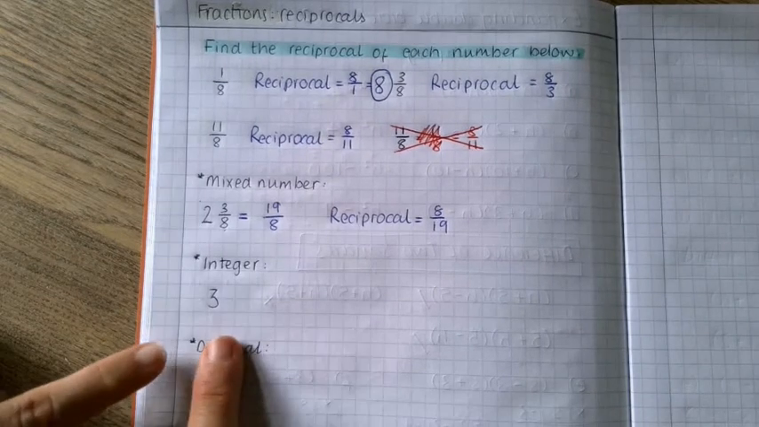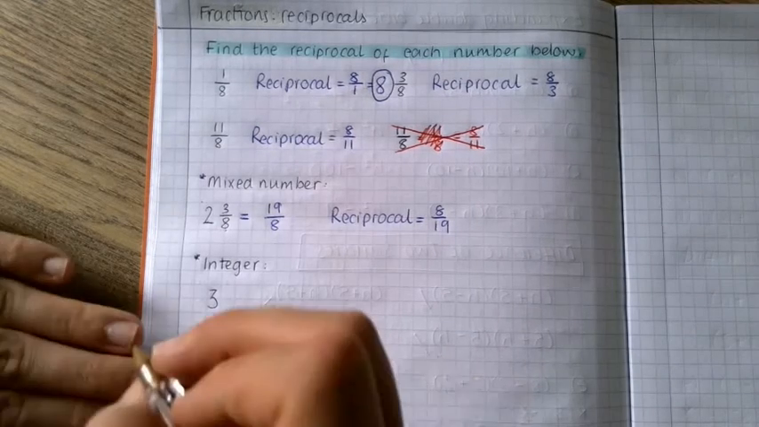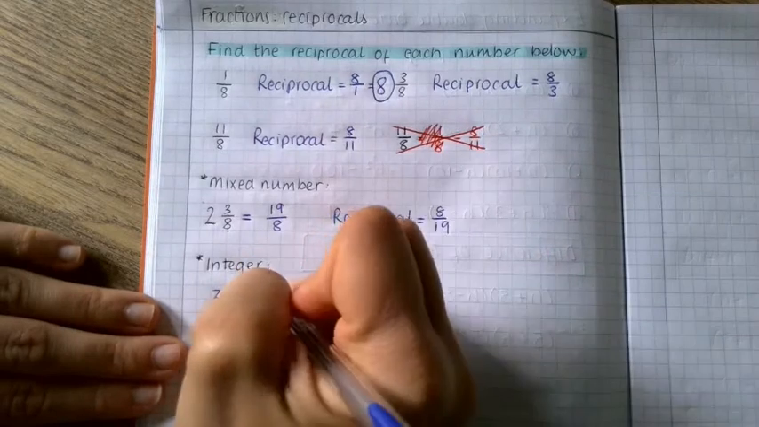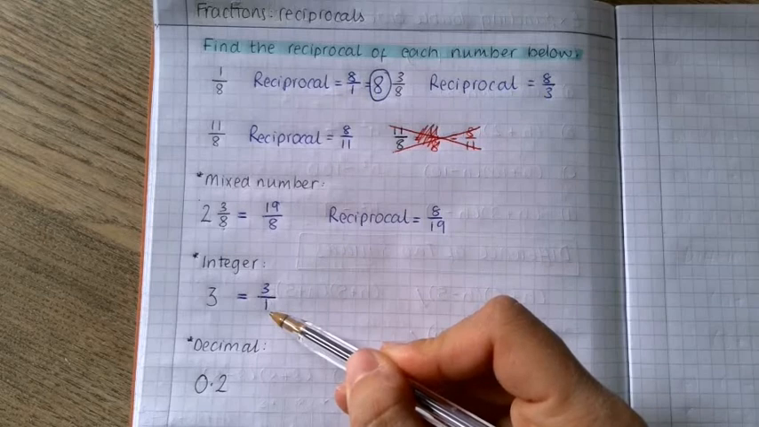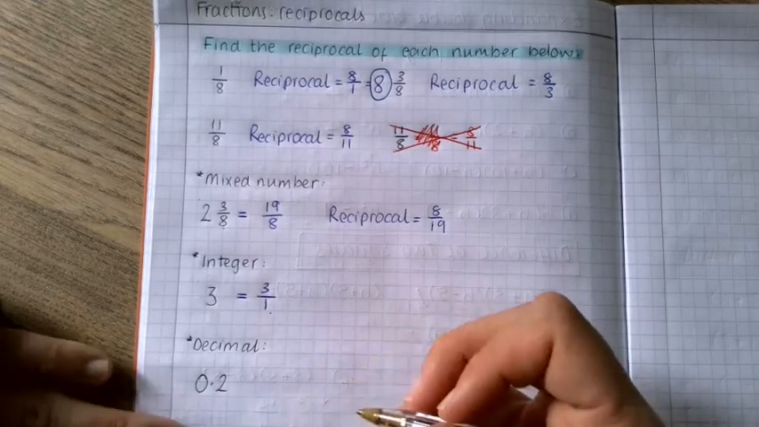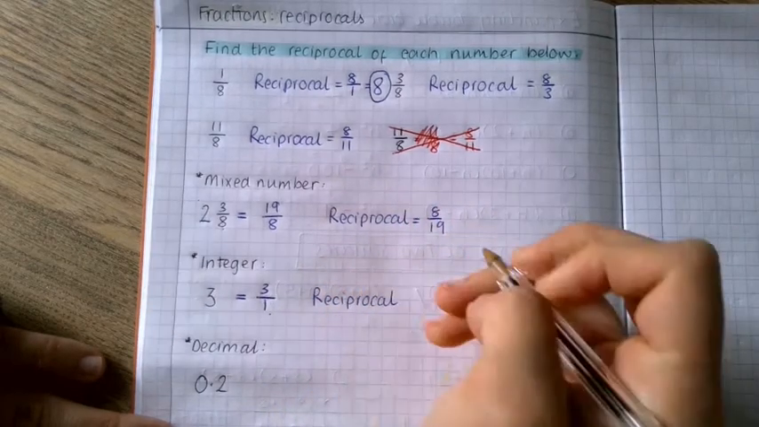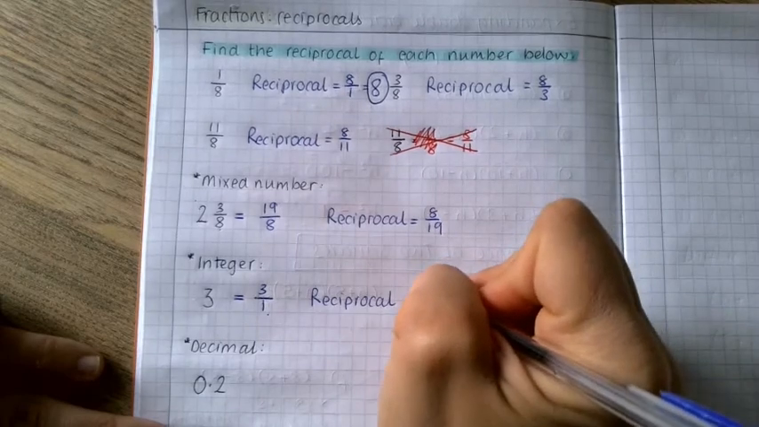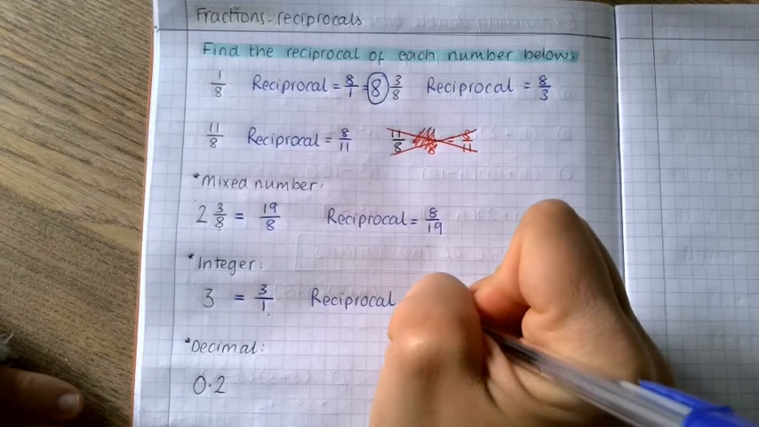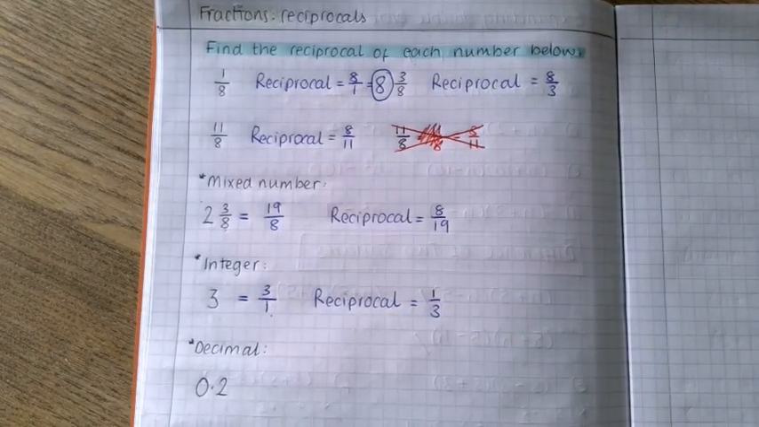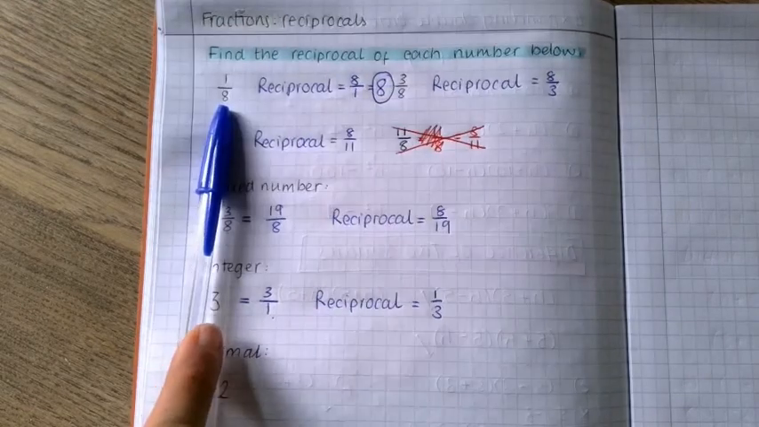If we are given an integer, then we need to change that integer into a fraction. So we know that any whole number is equal to whatever it is over 1. 3 divided by 1 equals 3, so that makes sense. And now the reciprocal is really simple. The reciprocal of 3 would be flipping 3/1, which would be 1/3. So the reciprocal of 3 is 1/3, and the reciprocal of 8 is 1/8. So there's a little bit of a pattern there.